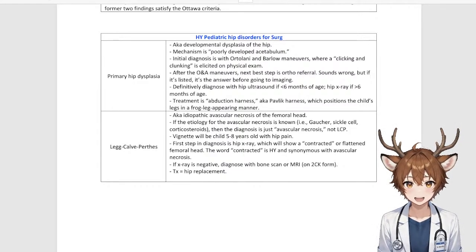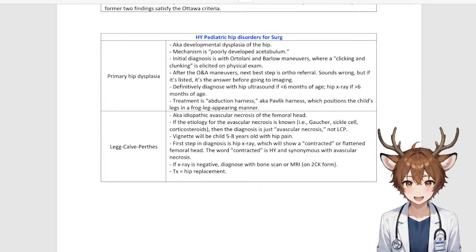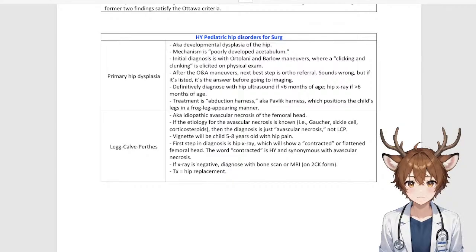High-yield hip disorders for surgery. Oh yeah, by the way, I'm back. Okay, anyways. High-yield pediatric hip disorders for surgery.